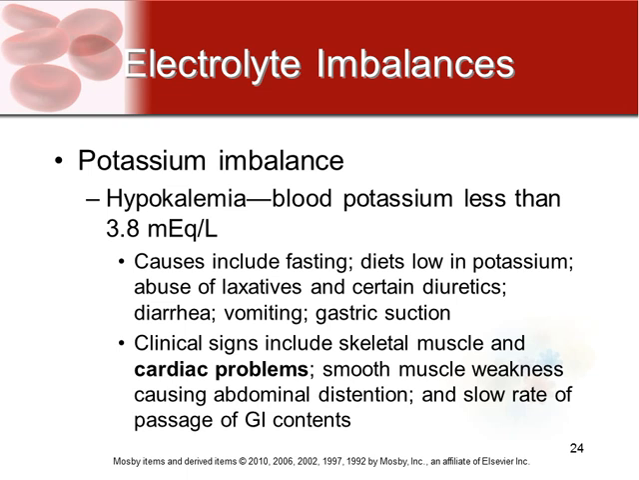So the signs, cardiac problems once again tops the list because, like I said, your potassium is very linked to proper cardiac function. So now do you think I think that that's important? Smooth muscle weakness is another one. Normally there's abdominal distension, and that's because you really slow down the rate of your GI contents when you have hypokalemia.